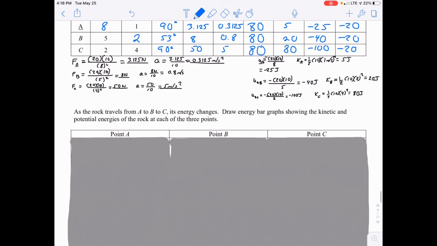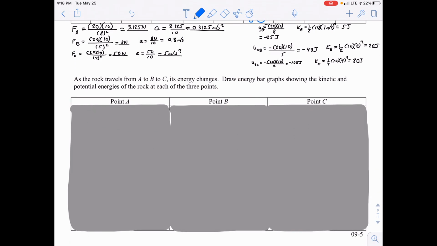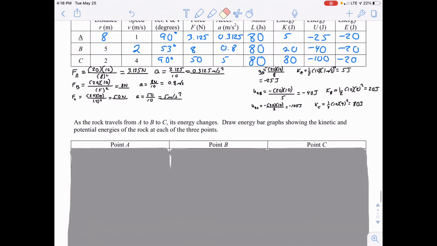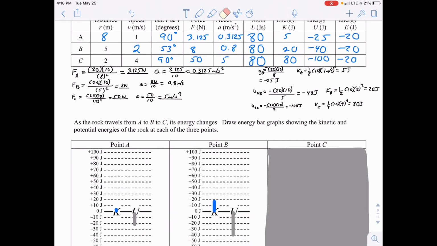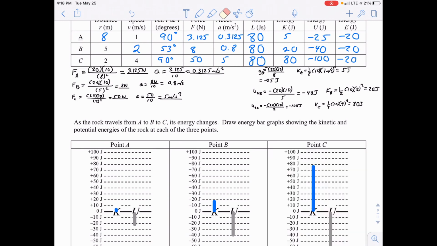Lastly, let's go ahead and draw, as it goes from A to B to C, the energy bar graphs associated with this. Well, for A, you have a potential energy of negative 25 and a kinetic energy of 5. So it would look something like this. At B, we have a potential energy of negative 40 and a kinetic energy of 20. It would look something like this. And at point C, you'd have a potential energy of negative 100 and a kinetic energy of 80. Look something like this.